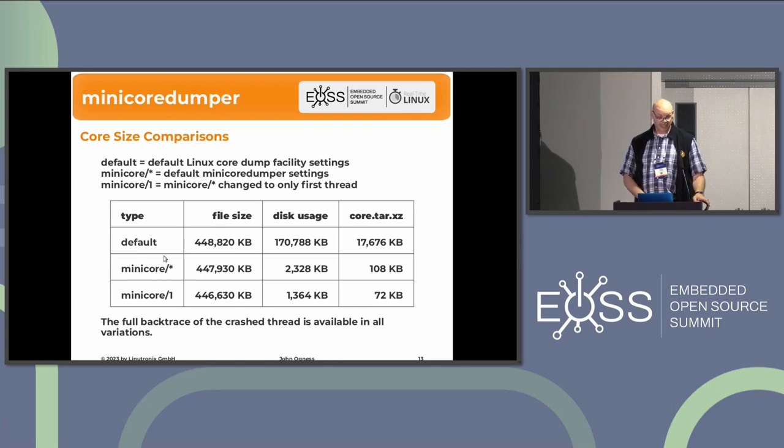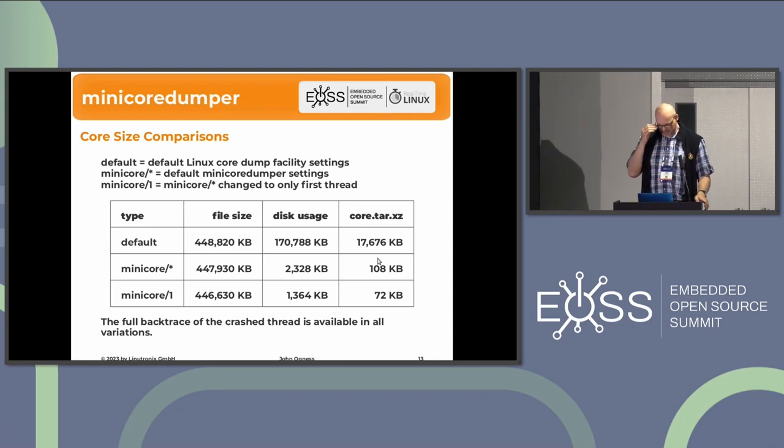Now, if we look at the default minicore settings, the default is that we're interested in all of the thread stacks, but none of the heap. And so, again, the file size is about the same. That doesn't play any role there. We can see that the disk usage dropped down to 2 megabytes. So just grabbing all those stacks plus additional information that GDB needs, we have about 2.3 megabytes. And the minicore dumper will never let that touch the disk. On the fly, it'll create the tarball and compress it, and that's what's going to land on the disk. So in this case, you're seeing 108 kilobytes that are actually landing on your disk.